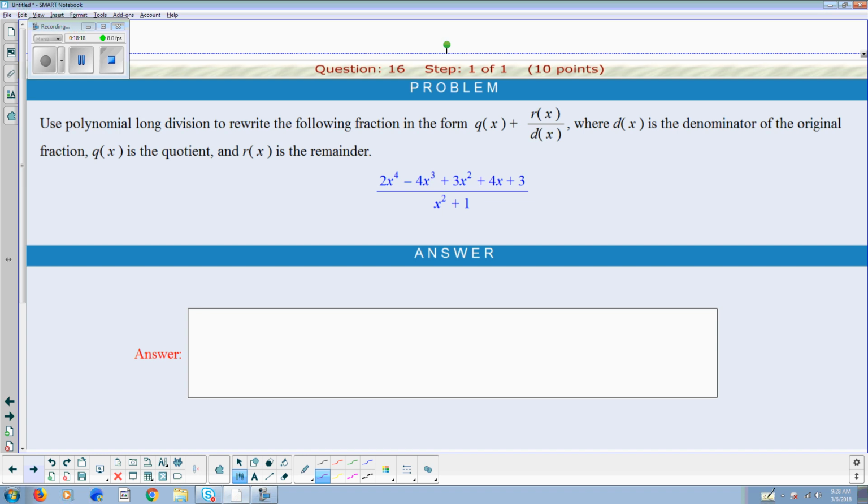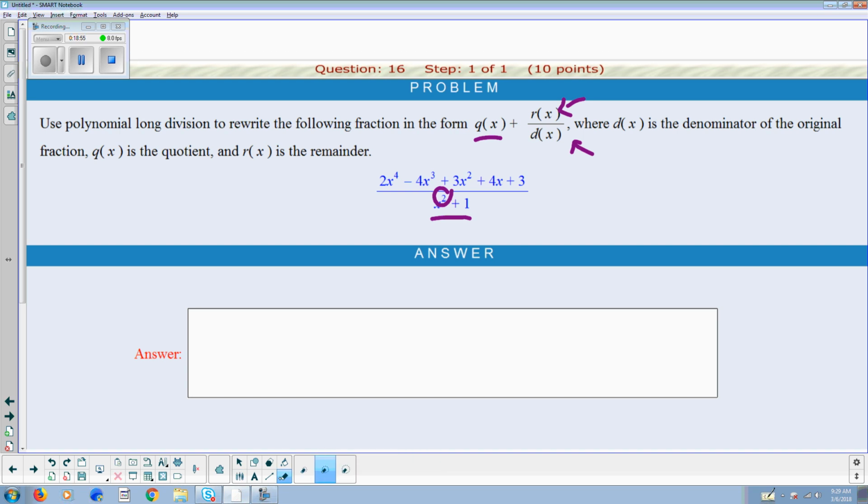Question 16. Use polynomial long division to rewrite the following fraction in the form quotient plus the remainder over divisor, where d of x is the denominator of the original fraction, or the divisor here. That's the divisor. Q of x is the quotient. R of x is the remainder. This is division by a divisor that has a degree greater than 1. When that degree is greater than 1, you're not going to be able to sneak in and do synthetic division. You're going to have to use polynomial long division because we're dividing by something of a degree greater than 1.